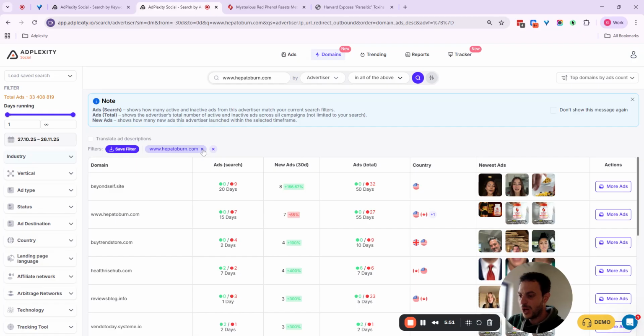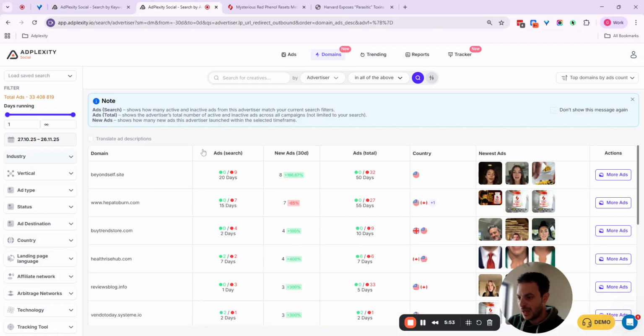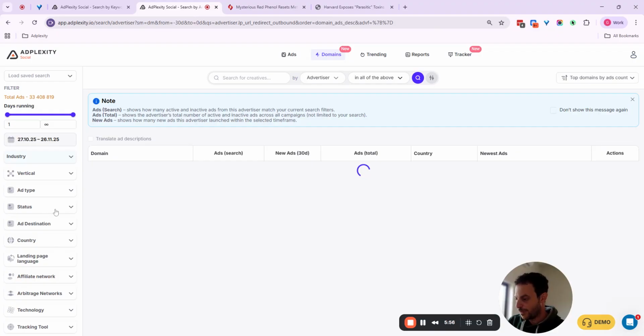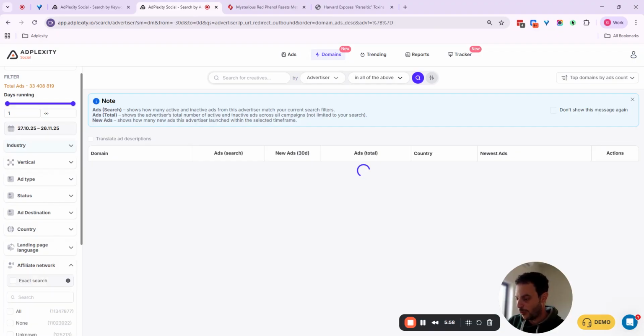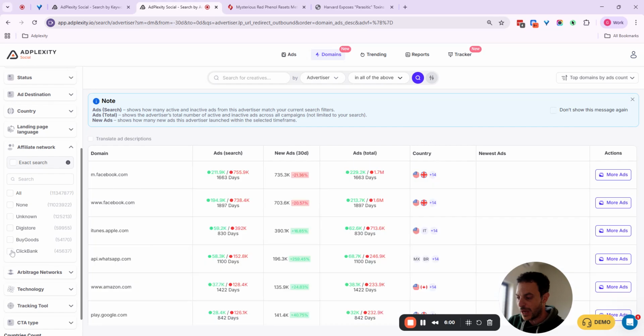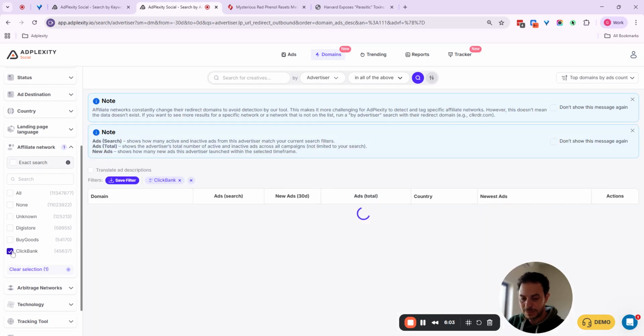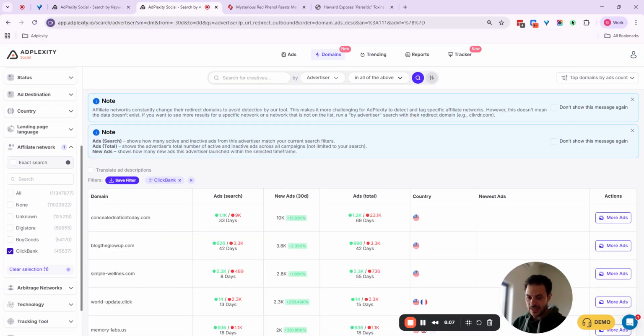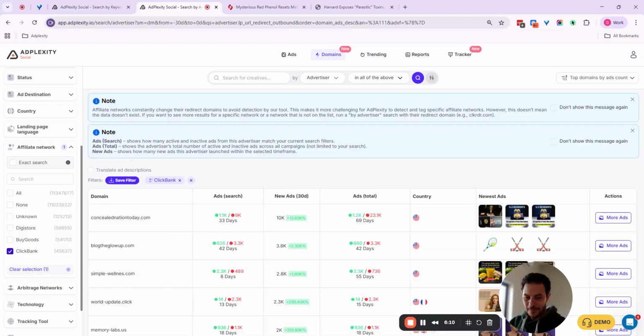So since we are here, what we can do is do the same type of search and select the affiliate network of ClickBank in this case. We could do this with BuyGoods or Digistore, by the way, so it doesn't matter. But now instead of getting ads, we're going to be getting domains. And that is going to give us which are the domains that are getting the most amount of ads. And as I mentioned before, this might be the direct offers, but also might be the landers or the affiliate domains of people running traffic to them.